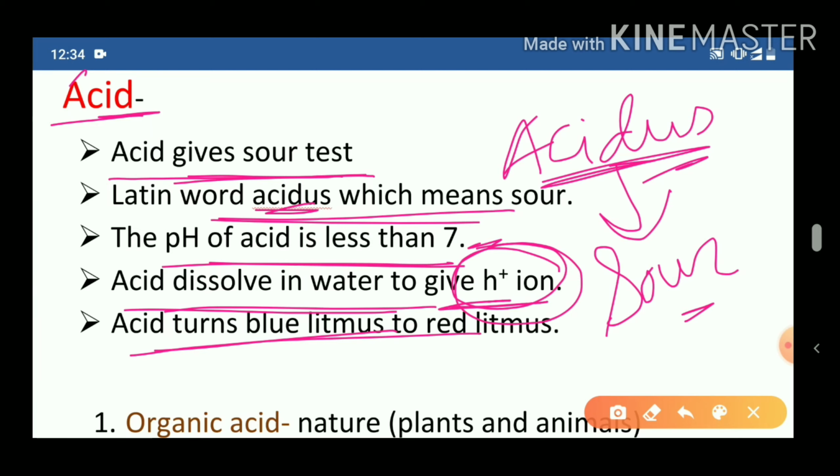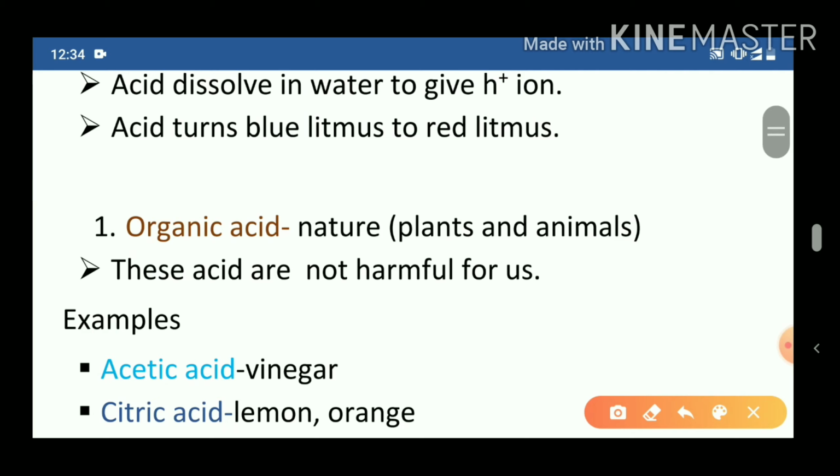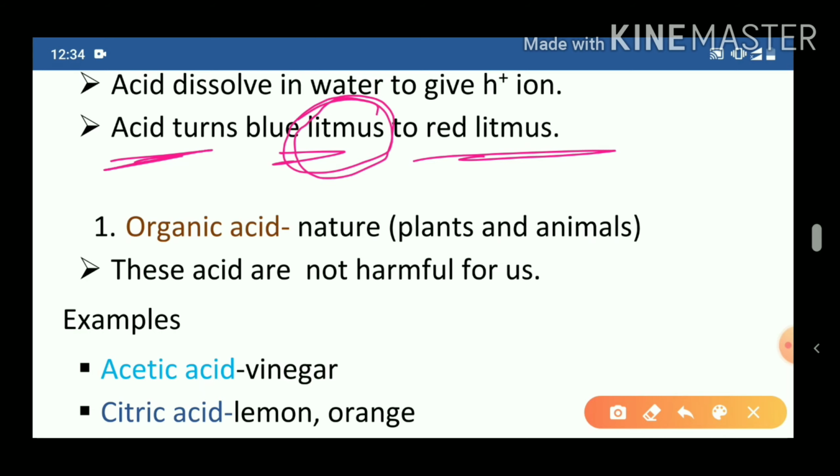Next, important, acid turns blue litmus to red litmus. Now the question is, what is litmus? Litmus is an indicator which tells us whether a substance is acid or base. It is a natural indicator. The litmus is taken from lichen. It belongs to Thallophyta group.